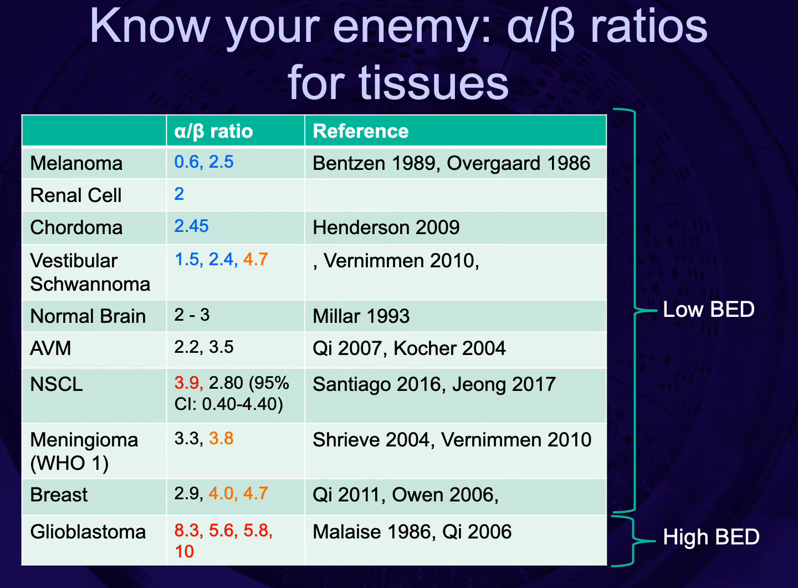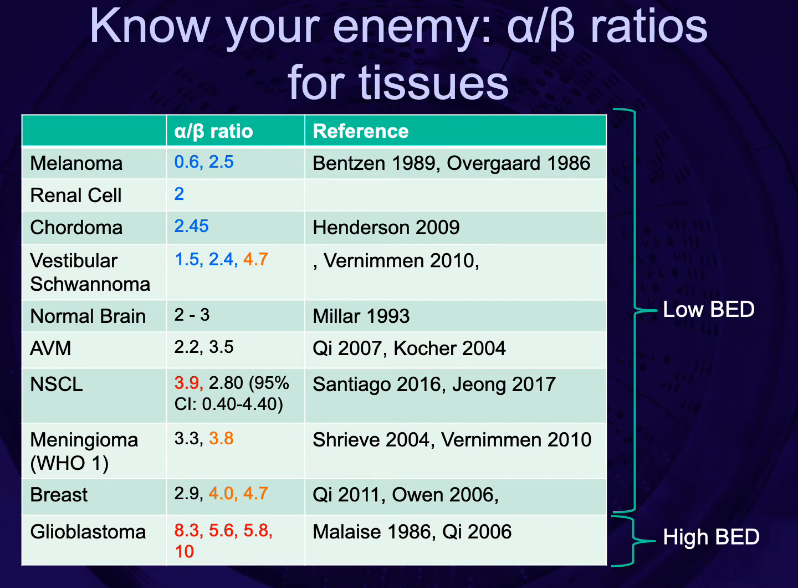Non-small cell lung, I know a radiation oncologist recently that said that that was 10. But the last two papers estimating come up with figures of 3.9 and 2.8. Well, these are still very similar to normal tissue. Meningioma, 3.3 and 3.8, still very similar to normal tissue. And breast, as low as 2.9, 4 and 4.7. But you can see here, only glioblastoma has an alpha-beta ratio of around 10, which is what is often labelled for all tumours.